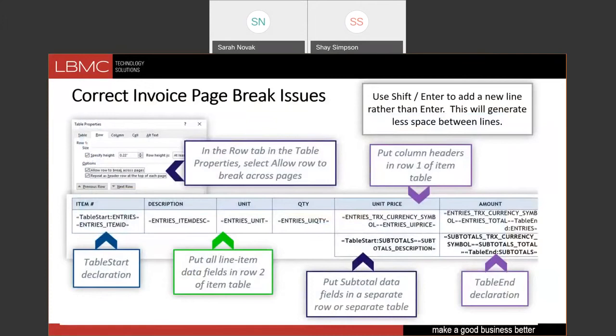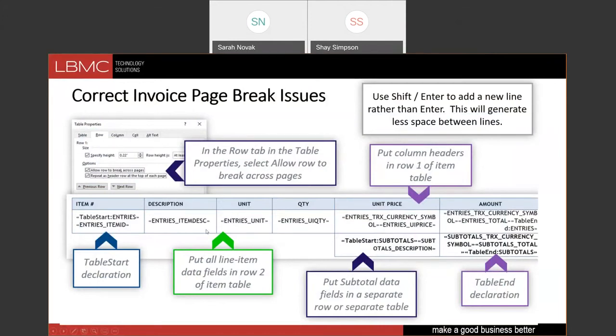All right, so a lot of times we're having to correct page break issues. I see this a lot. So you're going to be able to edit your table properties to allow the row to break across pages, as well as repeat the header at the top of each page. Again, you're going to have your table start and your table end declarations.